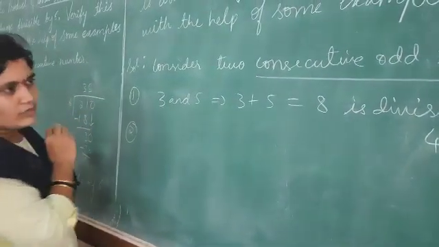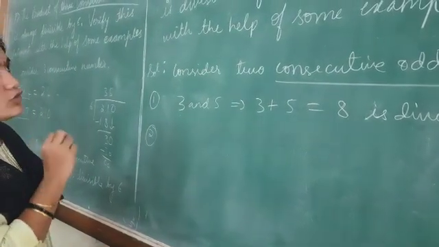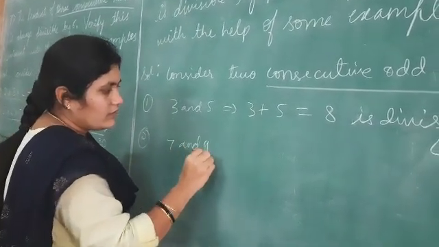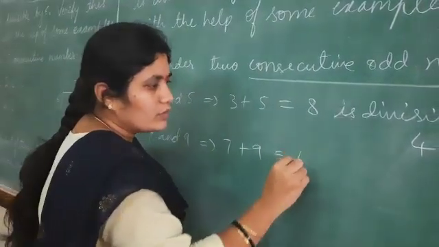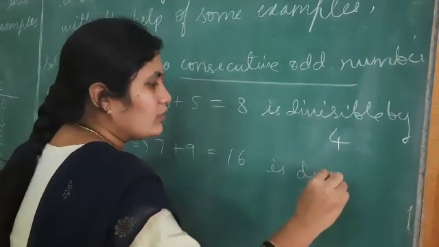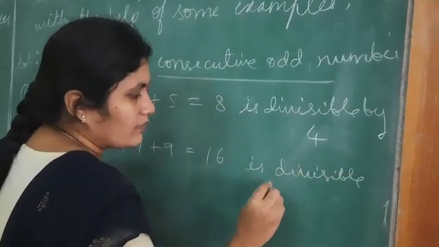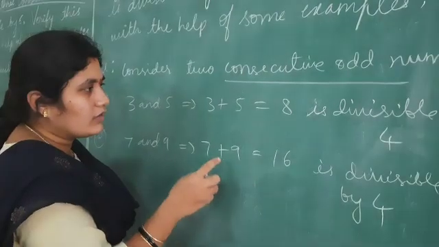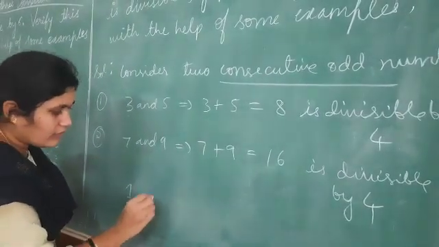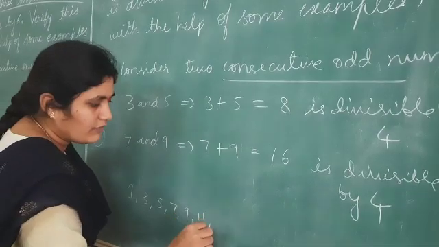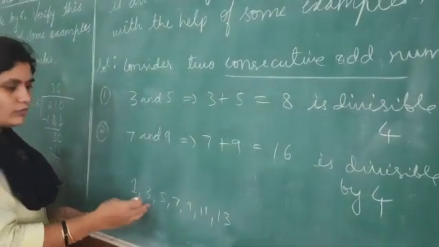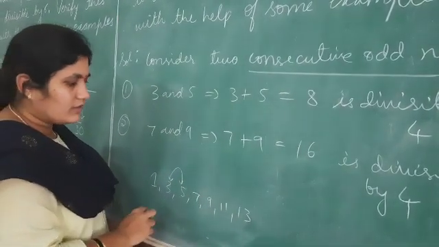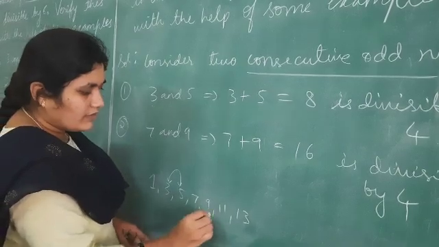Next one, take another pair whose sum should be divisible by 4. 7 and 9. This gives 7 plus 9 is equal to 16, which is also divisible by 4. These two are consecutive odd numbers. The odd number list is 1, 3, 5, 7, 9, 11, 13. In this way, only the even number should be skipped in the middle. The very next odd number should be considered. So here we are considering 3 and 5, 7 and 9.